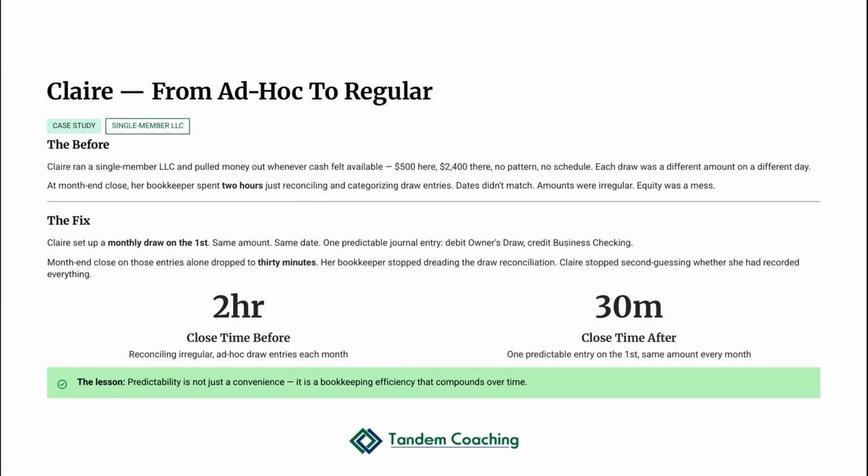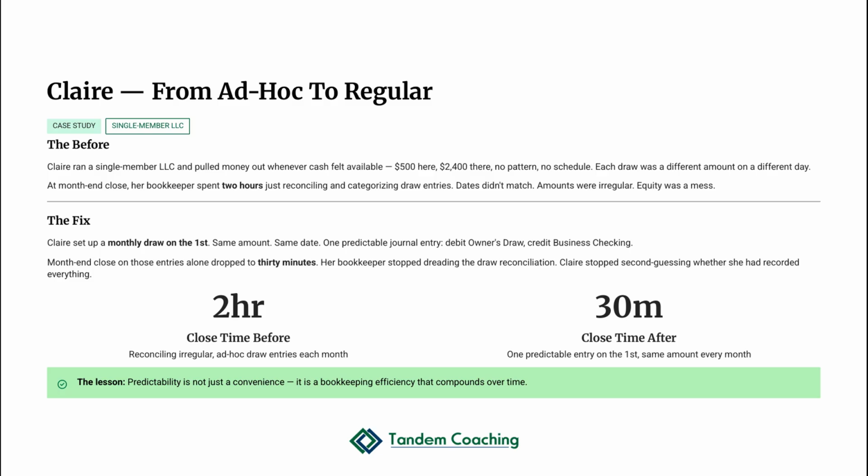Here is a composite that shows the bookkeeping cost of doing draws ad hoc instead of on a schedule. A single member LLC owner pulled money out of business checking whenever she needed it. $500 on a Tuesday because rent was due, $2,400 on a Thursday because a credit card was due, $800 2 weeks later because of a school payment, no pattern.